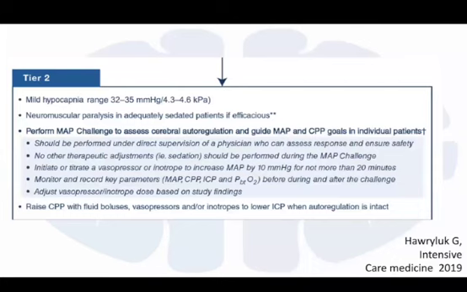Then, if tier 1 does not work, you can consider jumping to more aggressive strategies like tier 2. These include neuromuscular paralysis. You can reduce the CO2 more, or you can do a MAP challenge to assess the patient's autoregulation.